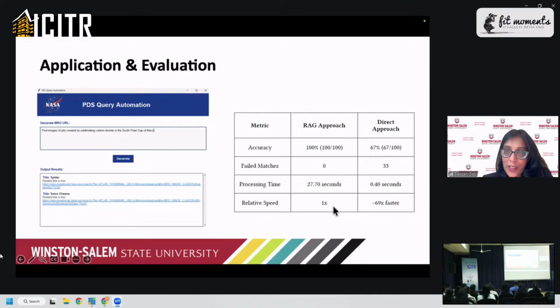However, if we are talking about the processing time, there is a caveat here. As you can see, it takes much longer, actually 69 times longer, in our RAG approach compared to the direct approach. However, we are still talking about seconds. It's not like minutes or days. So I believe it is still acceptable, because what we are gaining is the ability to search those data sets based on a natural language query.